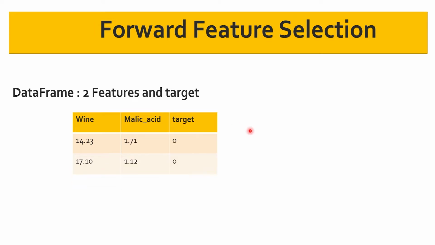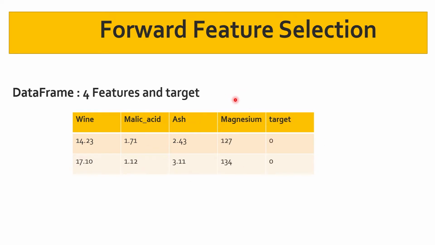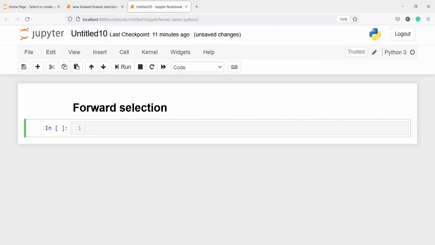Now in the second model, we will have two independent variables, wine and then malic acid, and our target variable. In our third model, we will have three independent variables, wine, malic acid, ash, and our target variable. In our next iteration, we will have 4 independent variables and a target variable. This process will go on. So let's say here in the fifth iteration, we have all the 5 independent variables and the target variable. This process will go on until we reach a stage where we see there is no improvement in the accuracy of the model even after adding new features to our model. Let us see this practically in Jupyter Notebook.